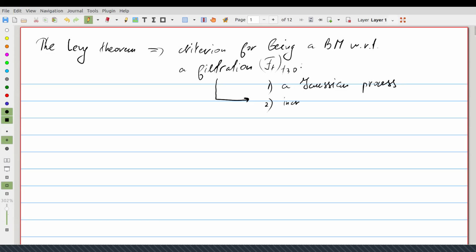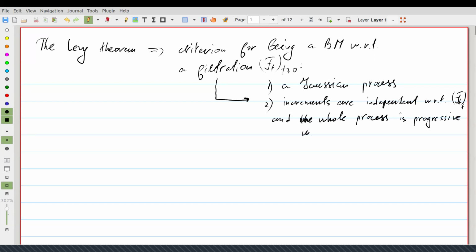Secondly, increments are independent with respect to this filtration, and the whole process is progressive with respect to this filtration, so it's measurable with respect to this filtration. And the third property is that the strong Markov property holds.